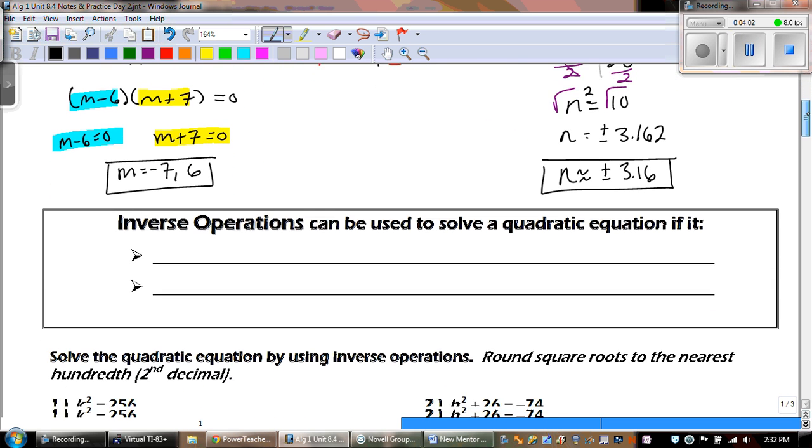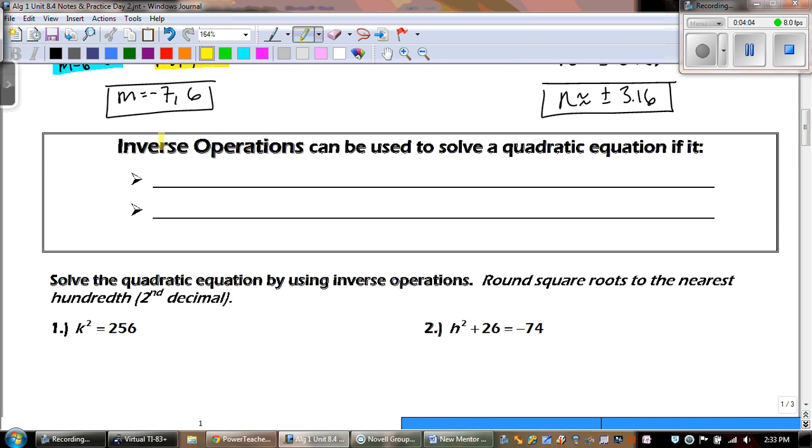So inverse operations, another way to think about that is SADMEP, can be used to solve quadratic equations if, the first thing we talked about, it does not have a linear term. That's the ax squared plus bx plus c, if there is no linear term.